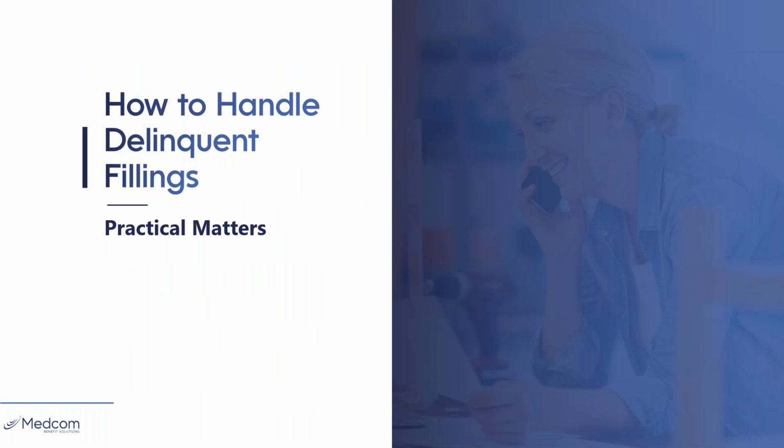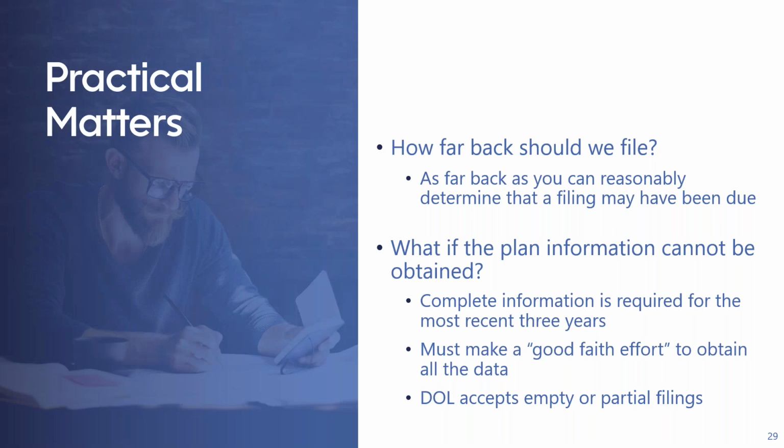So we're going to discuss how to handle delinquent filings, some practical matters on handling these filings. So let's say an employer knows they've had over 100 employees enrolled for over a decade, but they haven't completed any 5500s. Well, how far back do they have to go? As far back as they can reasonably determine that a filing may have been due. We understand that new HR may be in place, records may be lost, but the determination must be reasonable. You have to attempt to determine, at which point did we have at least 100 employees enrolled in our plan.